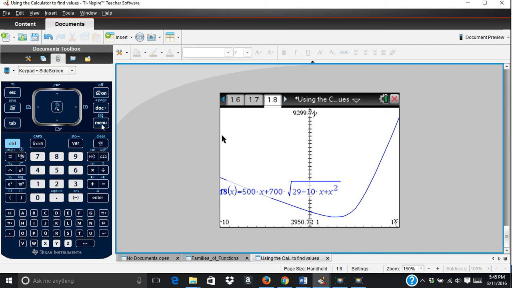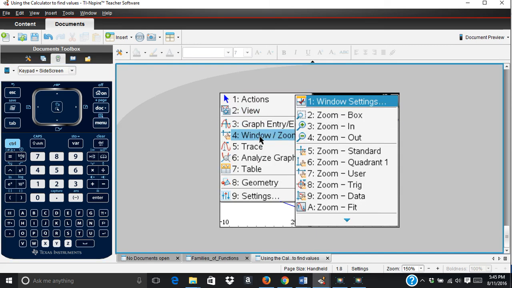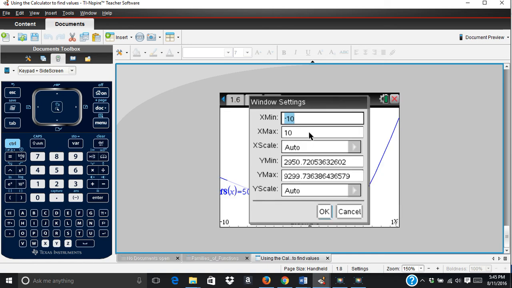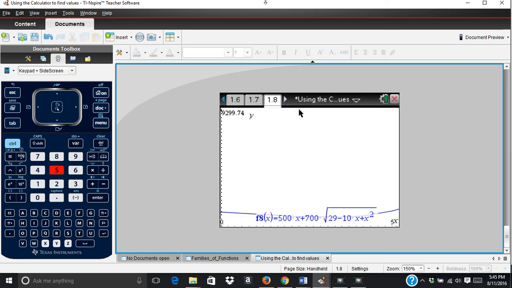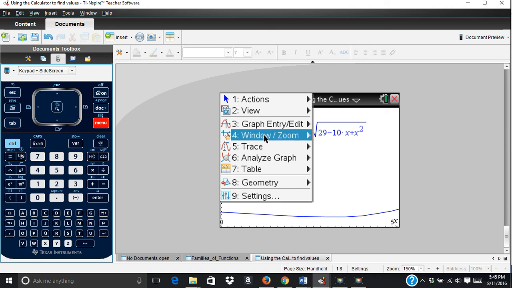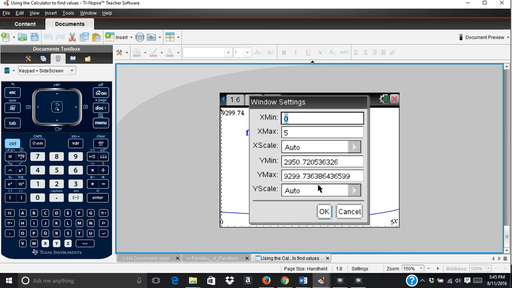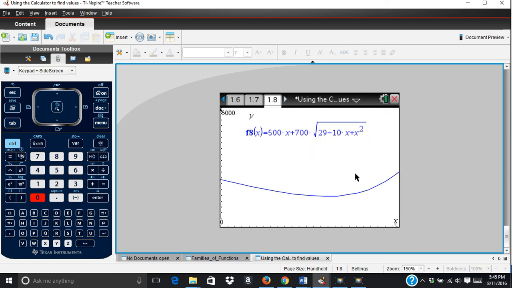So we also can go back to the menu, and we can go to our window, and let's set our settings, right? We want X from 0 to 5 because that's our domain, right? And maybe we want to make our Y a little bit smaller then. So let's go back to our menu and our window settings, and let's make our Y max maybe 5,000. All right, can we see it a little bit better?